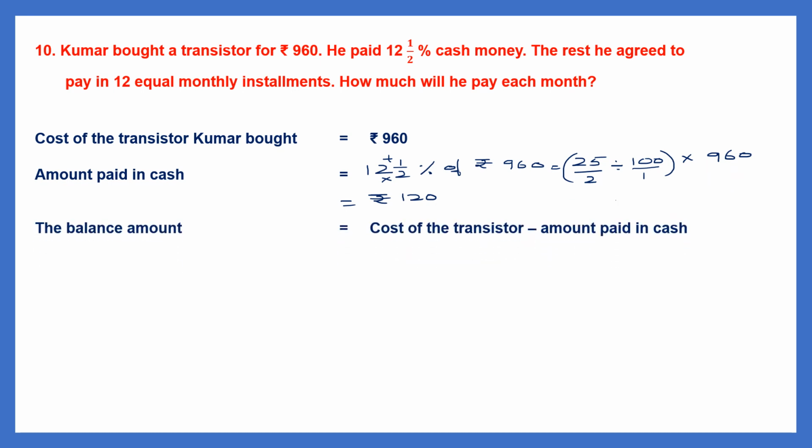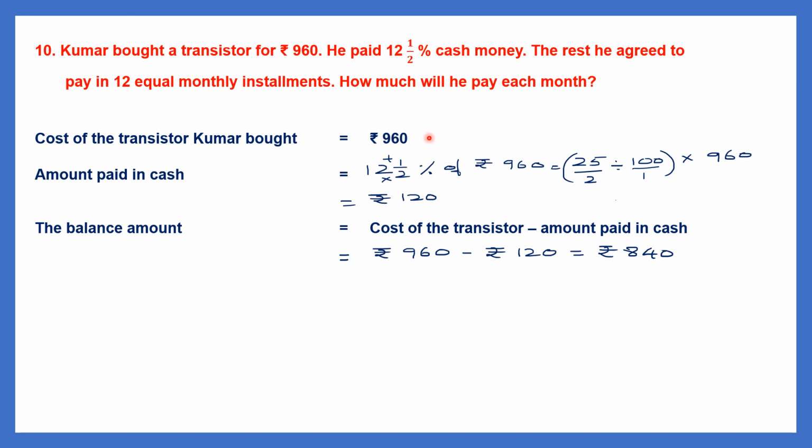Now, the balance amount. How do we find the balance amount? What is the cost of the transistor? 960. Then the amount he paid in cash is 120. When you minus the two, you will get the balance amount. So the cost of the transistor is 960 rupees minus the amount paid in cash, 120 rupees. So let's do that. 960 minus 120. 0, 6 minus 2 is 4, 9 minus 1 is 8. So this is 840 rupees.